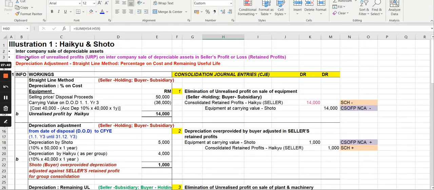Let me just recap. We also looked at how we eliminate the unrealized profit on intercompany sale of depreciable asset in the seller's profit, depending on who is the seller, and doing the depreciation adjustment, adopting the straight line method, where I make use of percentage on cost and remaining useful life. And that is the impact that you can see in the consolidated statement of financial position. There will be another example that I will be sharing with you in my next video, which will focus on the reducing balance method. Till then, thank you for watching.